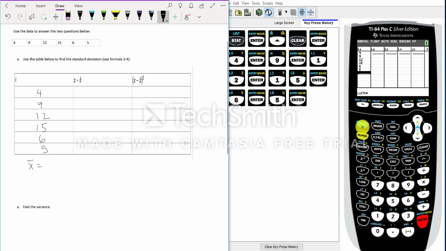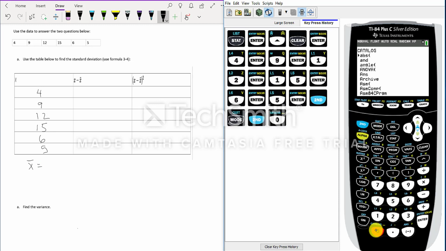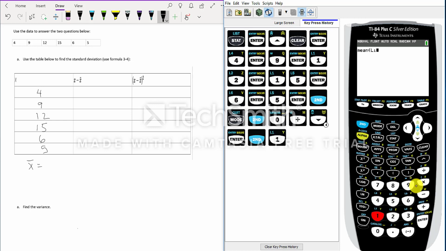In order for the calculator to do that for us, go to Second and go to Quit. Then go to Second, go to Catalog, which is on the 0. Then go to the M, which is on the division sign, and go down to mean, and press Enter. We want to find the mean of our data that was under the L1 column. So go to Second, bring up the L1 by pressing the 1, close it off, and hit Enter.